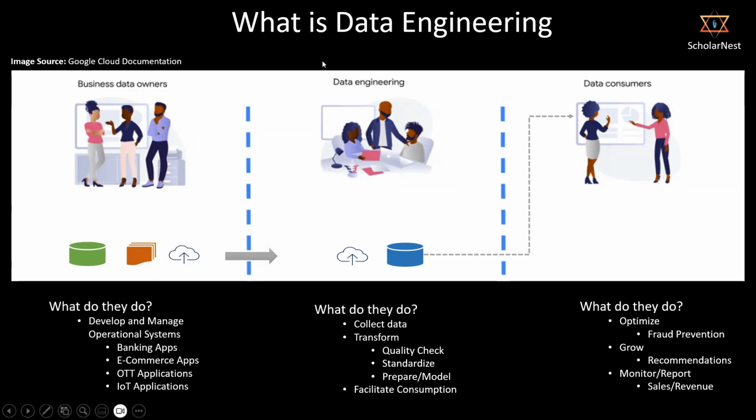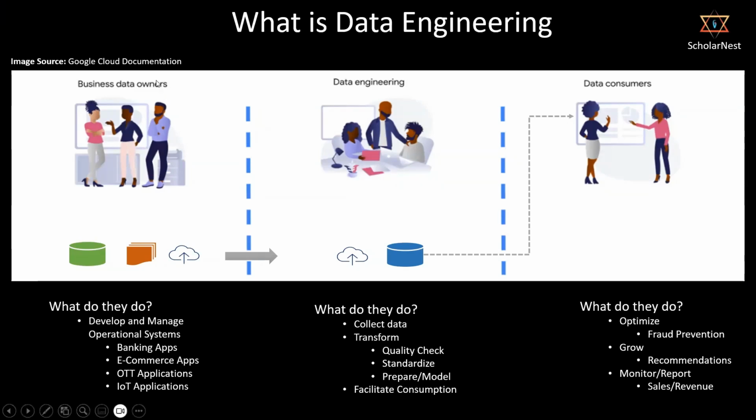Basically, these guys who are business data owners are responsible for developing and managing operational systems. They run the business. For understanding what we mean by operational systems, you can think of different kinds of applications, such as your banking application, where bank customers are allowed to open an account, do transactions, and a lot of those day-to-day activities. E-commerce apps or websites where they can search for the products, purchase them, all those kinds of day-to-day business activities. Maybe OTT applications or IoT applications.